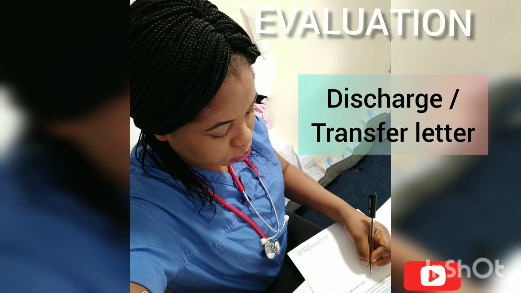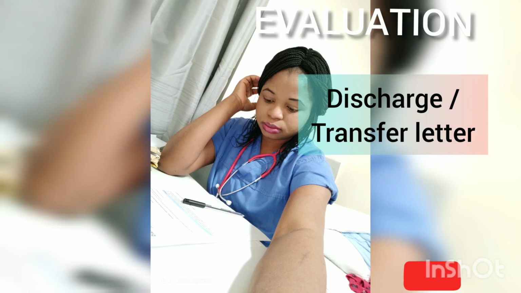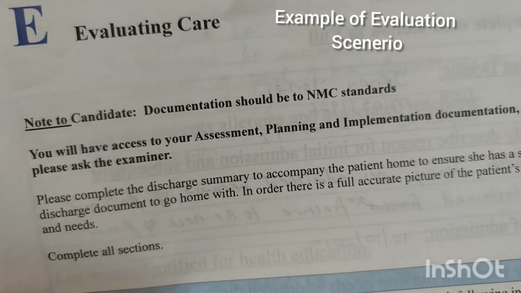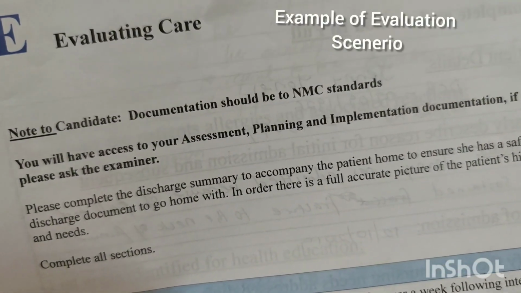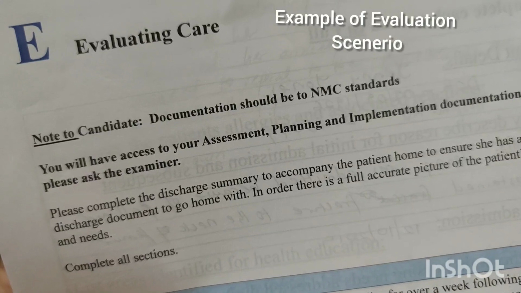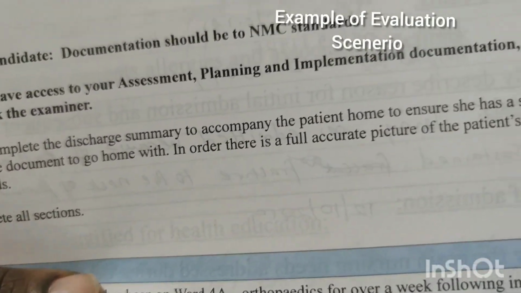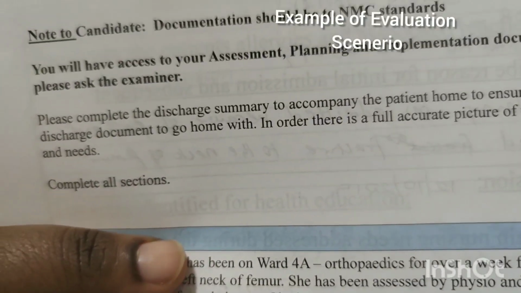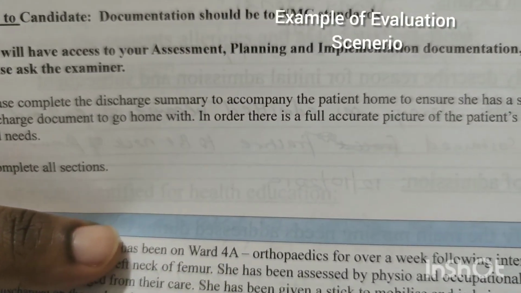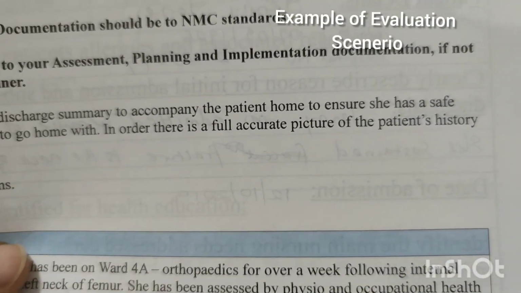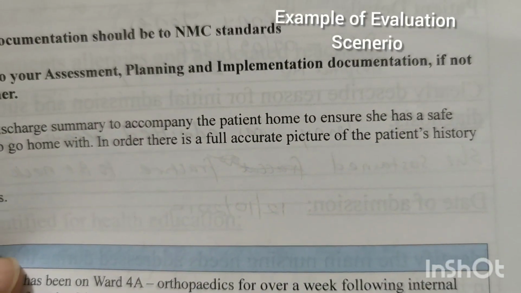Evaluation is the last stage of APIE, and it's a silent station, and it takes 15 minutes. It can be a discharge or transfer letter. Evaluation. This is how the document comes, the paperwork evaluating care. There's a note to candidate, and the documentation should be to NMC standard. You have access to your assessment, planning, and implementation documentation.